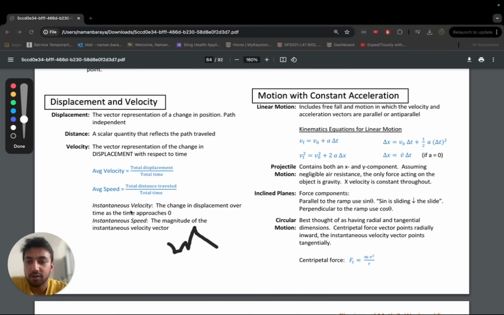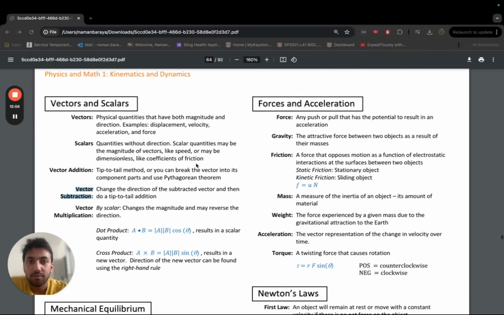So instantaneous velocity is the velocity that I'm moving at this exact point in time. And then the instantaneous speed is the magnitude of that velocity vector. And so the change in displacement, again, versus the change in distance. All right. Now it's force and acceleration, and this is absolutely fundamental for the MCAT.